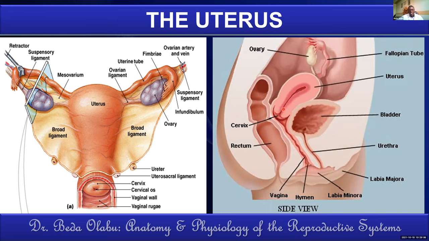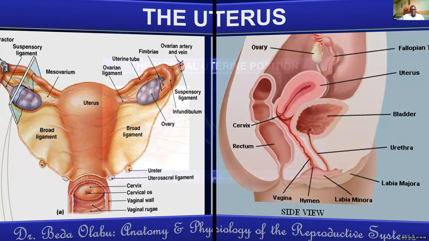Of course, with regard to the cavity, there is the endometrial cavity and the cervical canal. The upper opening of the cervical canal is the internal os. The lower opening of the cervical canal is the external os. On either side of the uterus, we have what we call the uterine adnexa. When you talk of uterine adnexa, we're largely referring to the broad ligament and its parts, the ovary, and the fallopian tube. Those are the principal components of the uterine adnexa, the structures on either side of the uterus.